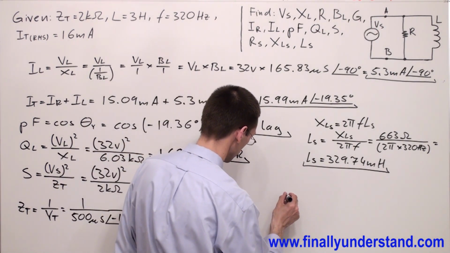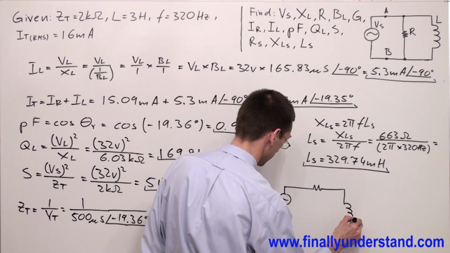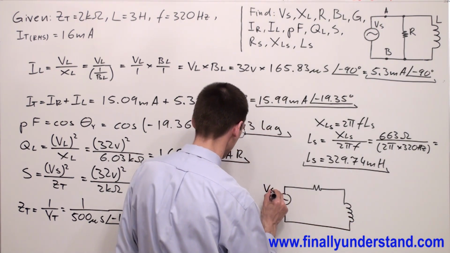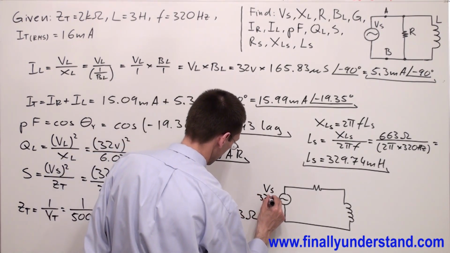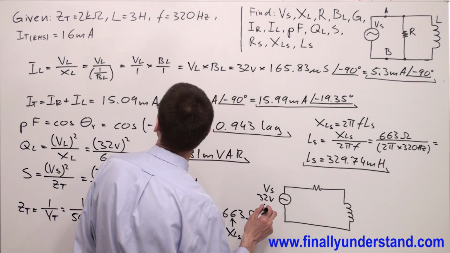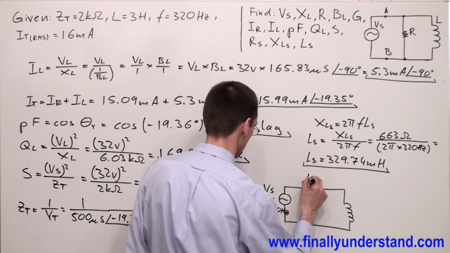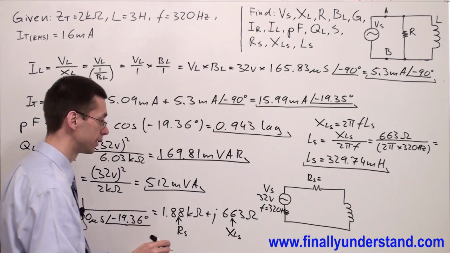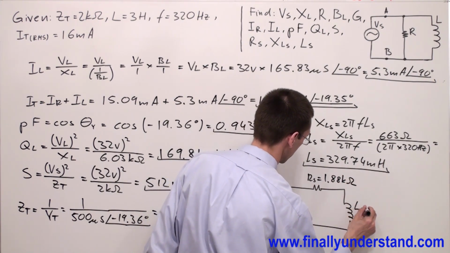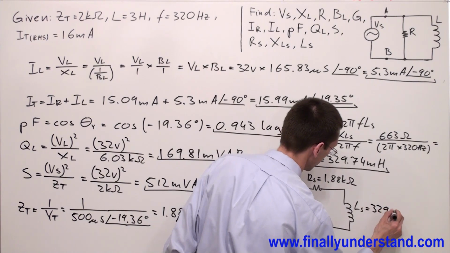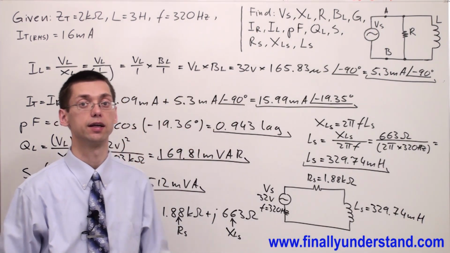So right now I'm ready to draw the diagram. I have resistance and I have inductor. Voltage source we found is equal to 32 volts and frequency is equal to 320 hertz. Resistance is equal to 1.88 kiloohms. And LS is equal to 329.74 millihenries. Now, I can say that the problem is solved.